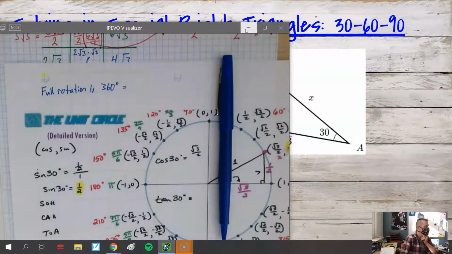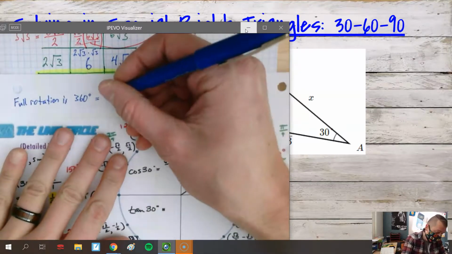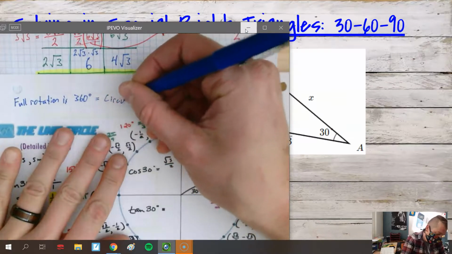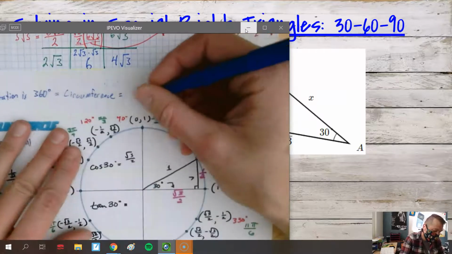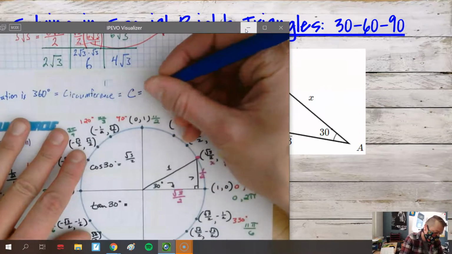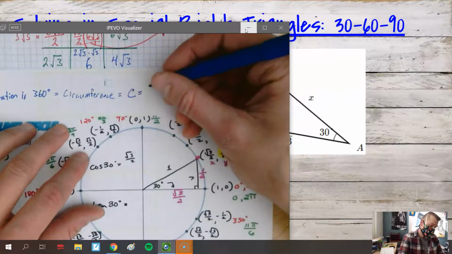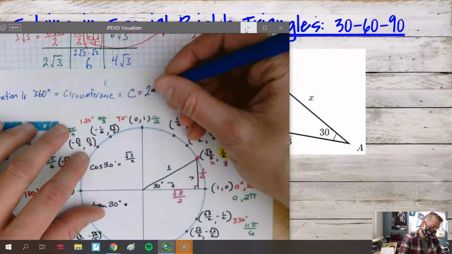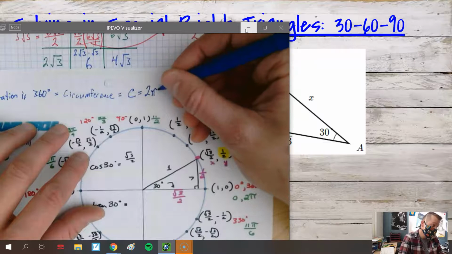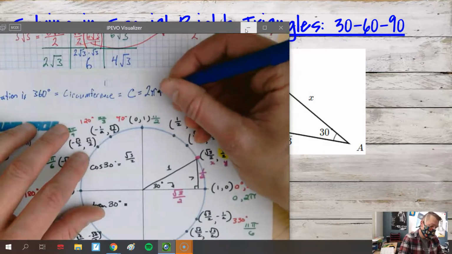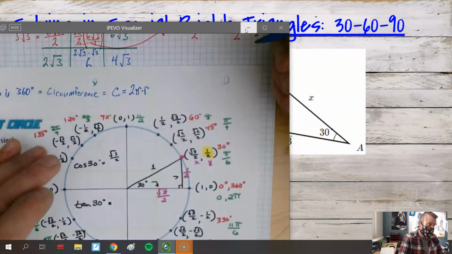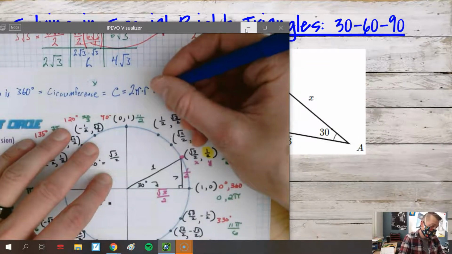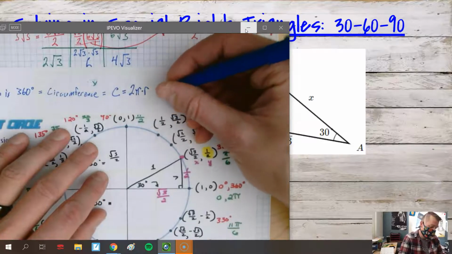Circumference. Okay, so a full rotation is also the circumference. Is that like a full circle, like 2 pi or something? And the circumference is 2 pi r. So, actually, I'm going to put the word so.